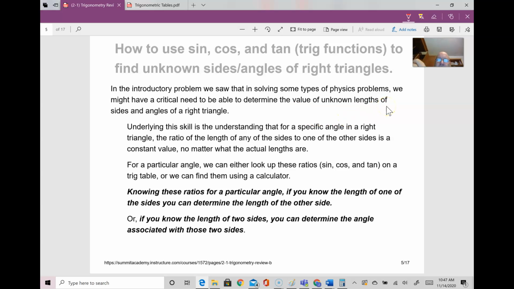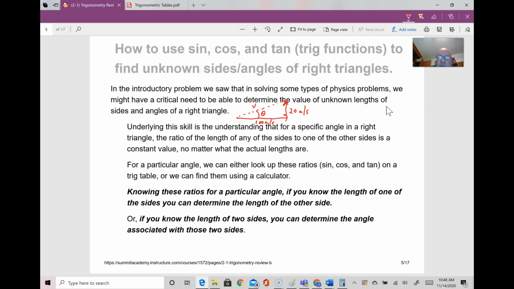Okay, so remember we had an airplane that was traveling at 100 meters per second to the east, and we had a wind that was blowing, and I forget what the actual value was, but let's say 20 meters per second to the north, and we wanted to find out what the actual value of the velocity was going to be and what the angle was. Okay, so we might have a need to identify the value of unknown lengths of sides of a right triangle. That's what our need is.